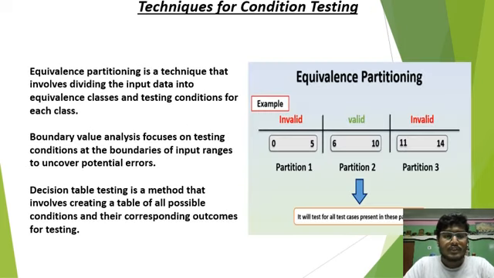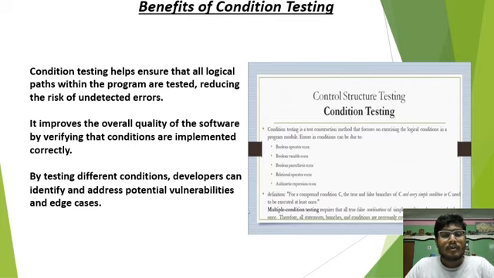Techniques for condition testing. Equivalence partitioning is a technique that involves dividing the input data into equivalence classes and testing conditions for each class. Boundary value analysis focuses on testing conditions at the boundaries of input ranges to uncover potential errors. Decision table testing is a method that involves creating a table of all possible conditions and their corresponding outcomes for testing.